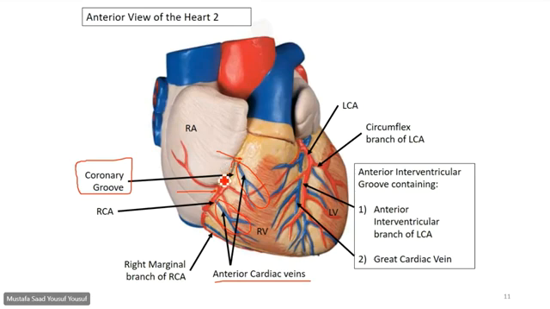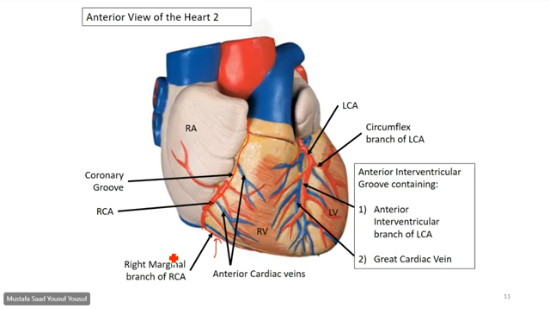Okay, the right coronary artery. So the right coronary artery arises from the aorta, passes in the anterior part of the coronary groove, and then reaches the inferior border of the heart. At the inferior border of the heart, it will give off the marginal branch of the right coronary artery.